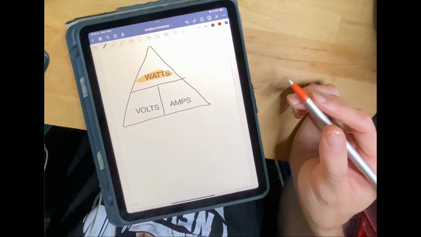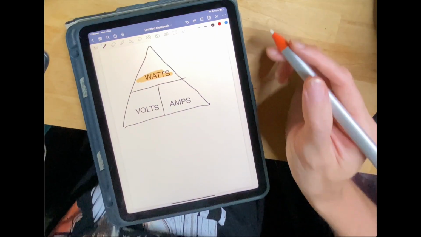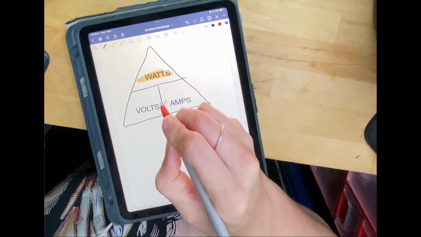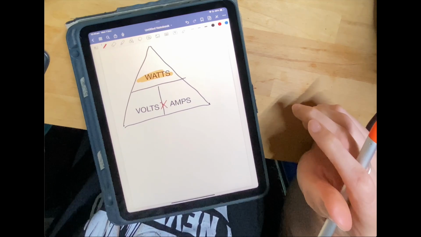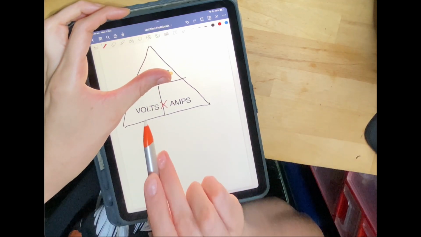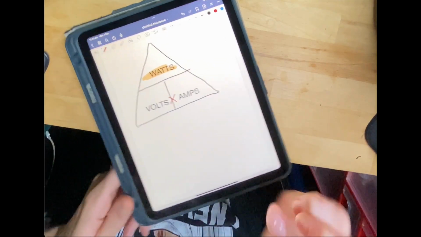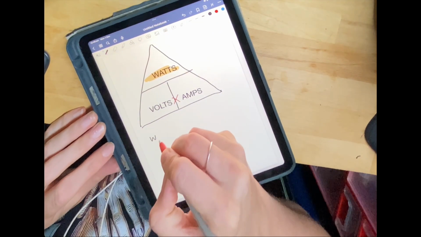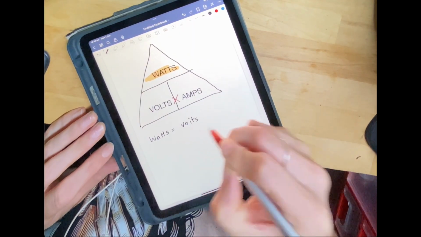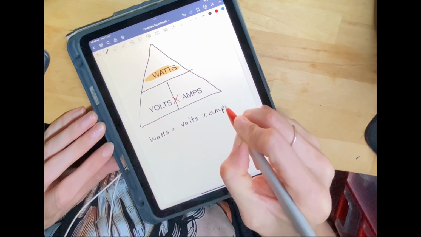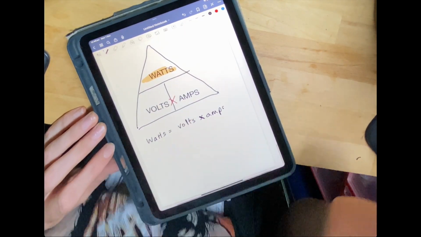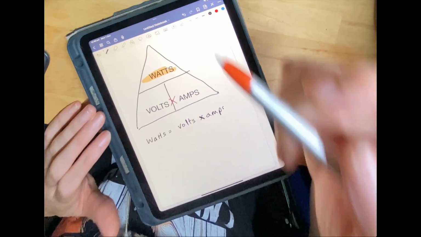Well, that's great, Rosie, but what do I do with the volts and amps? I'll tell you what you do. Imagine that there is a multiplication sign between these two. So I want to find watts, cover it up, and watts are equal to volts times amps. So let's write that down. Watts equal volts times amps. My pen's doing very strange things. That should be an L. There we go. Watts equals volts times amps.